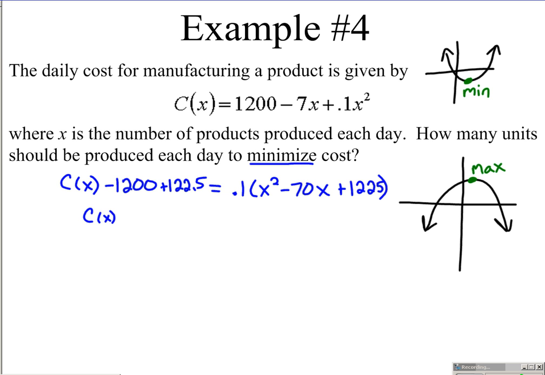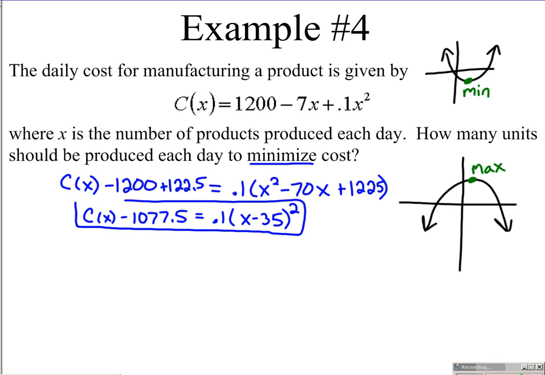We get C of x minus 1077.5 equals 0.1 times x minus 35 squared. There's standard form. From standard form, we should be able to identify everything we need to answer this question. First of all, we can see that it's opening up, so that means it will have a minimum. The vertex of this parabola is at the ordered pair 35, comma 1077.5. So what does that mean in the context?